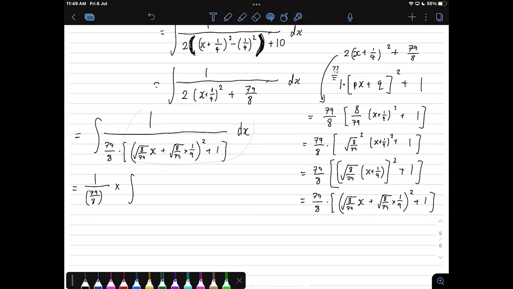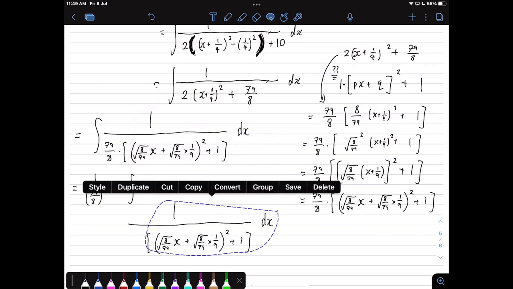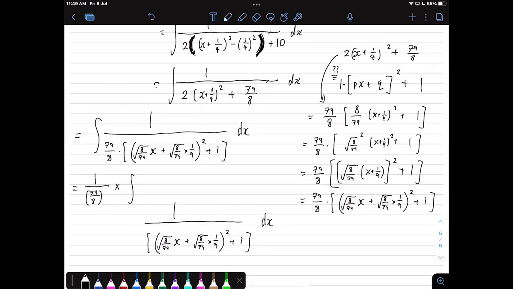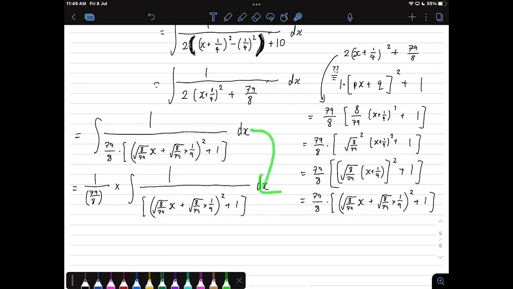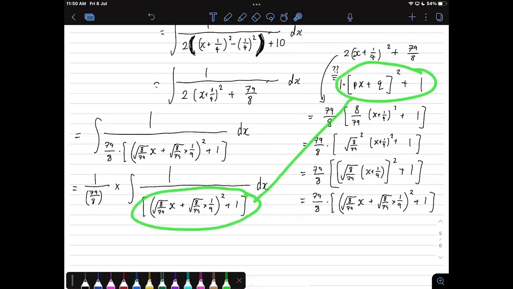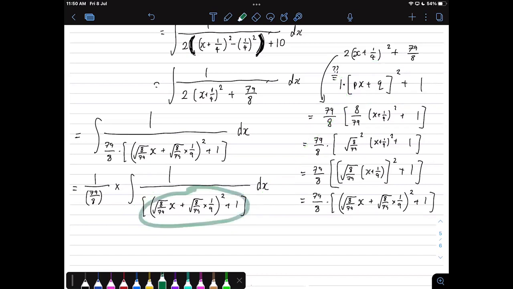Can you see what's going on? Okay, let me just graft it over here, like skin transfer. Wow, grafting. Okay, done. What's my P? What's my Q? Do you see that it's the same format now? What is P? The square root 8 over 79. Good. And what's my Q? The square root 8 over 79 times 1 over 9. Yes, very good, exactly.